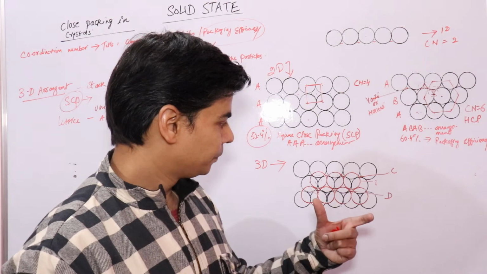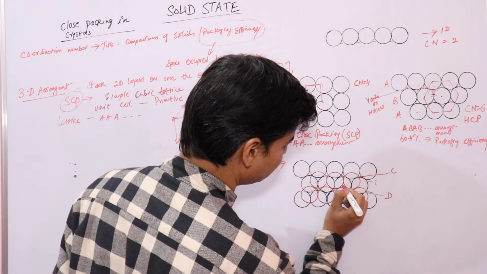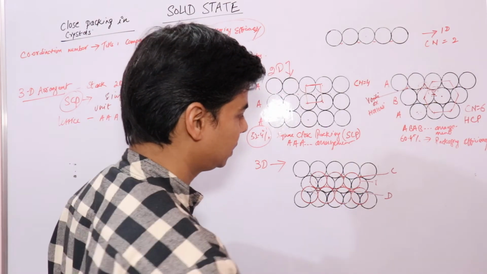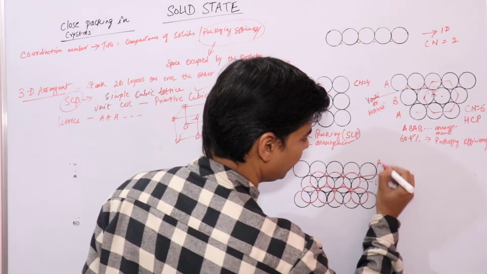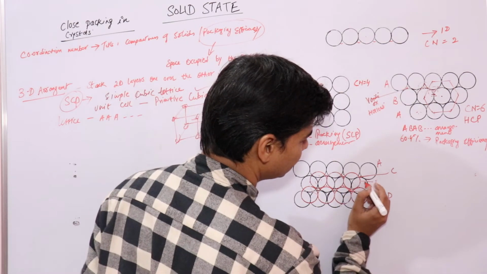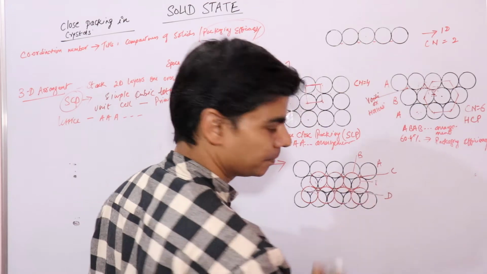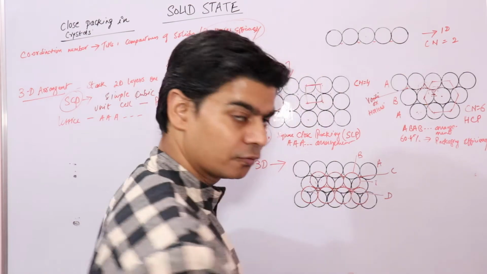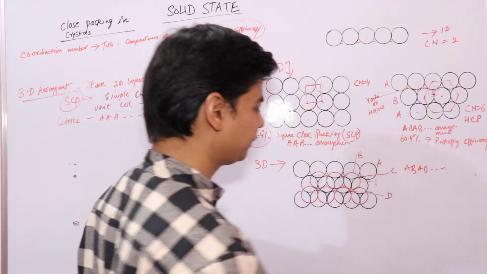So when we build the third layer, let's say this is D, and these are C, unoccupied voids of the first layer. This we say is an A type arrangement. This is a different type of arrangement in the second layer, so this is your B type arrangement. This is your AB type arrangement. So this arrangement of two layers in 3 dimensions is your AB arrangement.